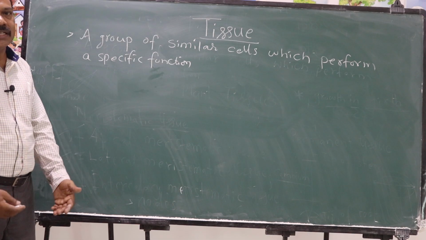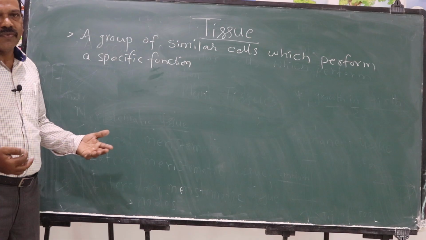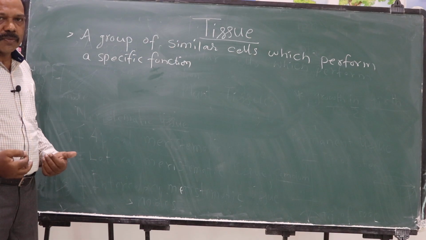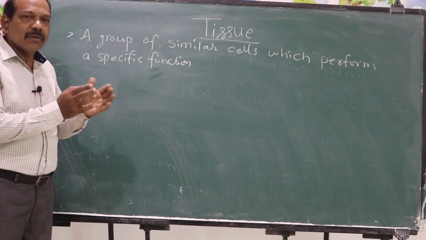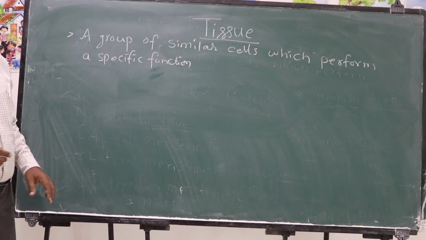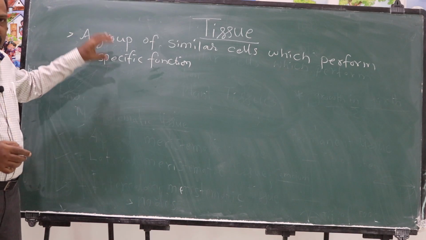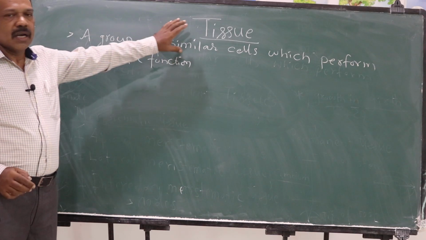There are billions of cells in our body. All the cells do not have the same function. There are different types of cells present in our body or in a plant's body. They get together in small groups to perform specific functions. Such groups, a group of cells which get together to perform a specific function, are called tissues.